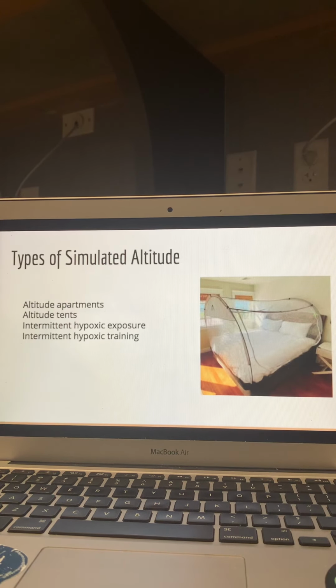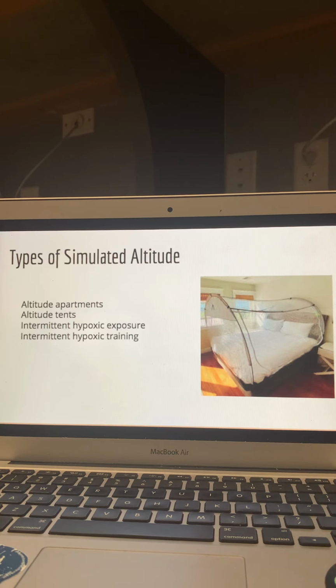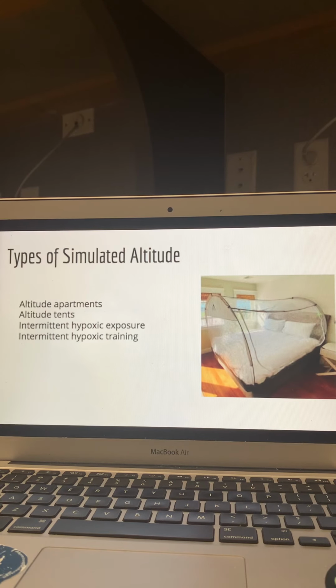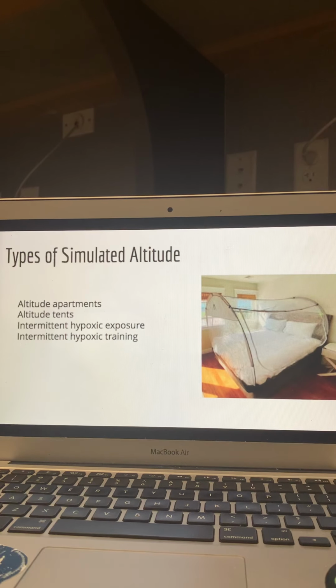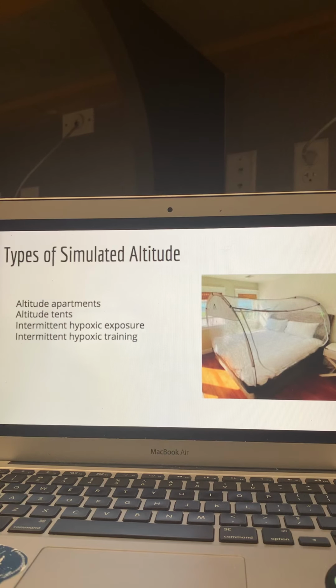So what are some advancements for altitude simulation? There is the altitude apartment, altitude tents, intermittent hypoxic exposure, and intermittent hypoxic training. So how do these work? There can be hypobaric chambers, or nitrogen dilution, or oxygen filtration, and these provide a hypoxic simulation within these types of environments, and this just helps reduce the pressure that we're breathing in. So environments that simulate higher altitude include all of these four.